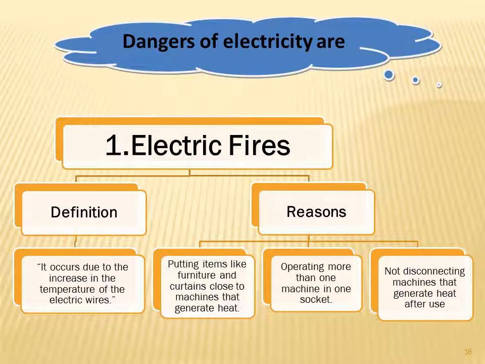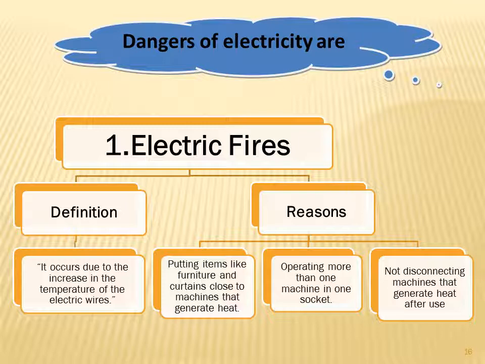Now let's talk about the direct injuries or dangers of electricity that may happen, which are electric fires, shocks, and burns. Number one, electric fires. What are electric fires? They are the fires that occur due to the increase in the temperature of electric wires.